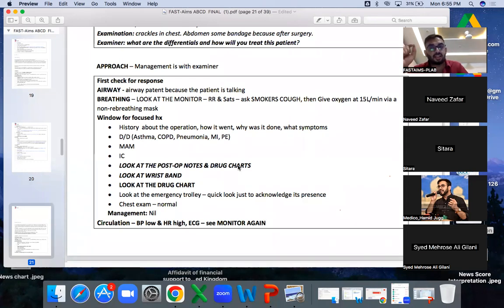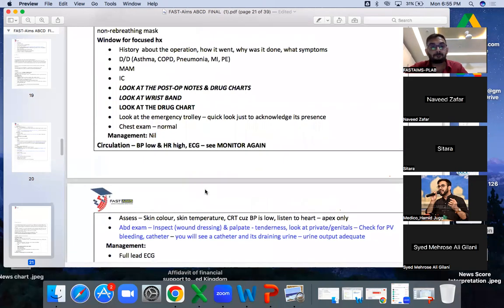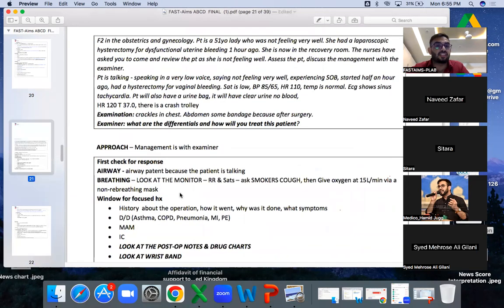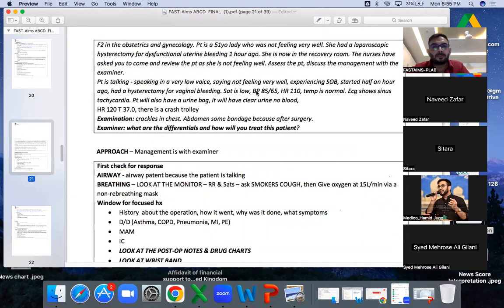In every station, they have put something very clear. Look at the chart, look at the band, look at the drug chart. This is quite important, because on your own you cannot say that this cannot be anaphylactic shock. You need to look at these things, and then you will be able to see that this is a bleeding operation, noted on the patient notes. In this patient, I think this is a post-hysterectomy patient. Let me see.